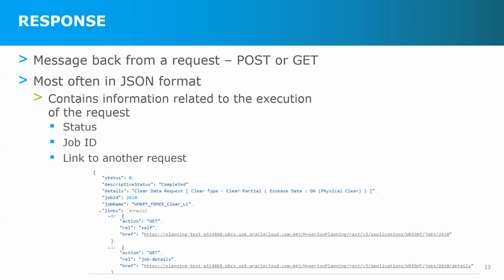So if you see the first href in the middle of that picture, HTTPS, planning, test, and so on and so forth, /job/2610, I can use the REST API and run that to get more information about this job execution. This screenshot was from a post. This was the response from a post action. If I then take what's in that href, the /job/2610, I can then run a get job that will give me information back as well.